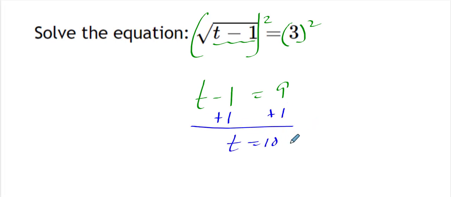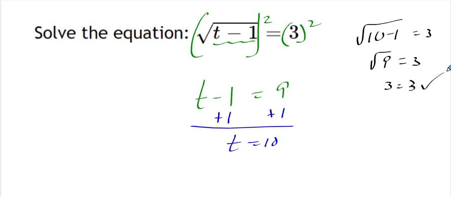Now, that's just a temporary solution until we check it. All right, so let's check it. 10 minus 1 equals 9. So that's the square root of 9 equals 3. Does 3 equal 3? Yes, it does. Okay, so we have to check every solution to make sure that it works.